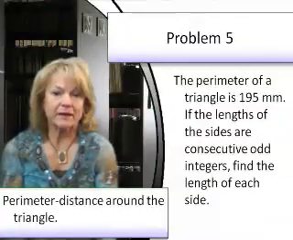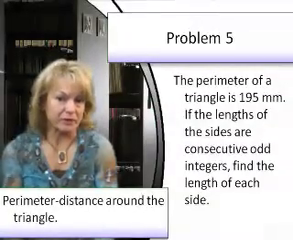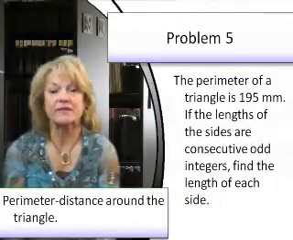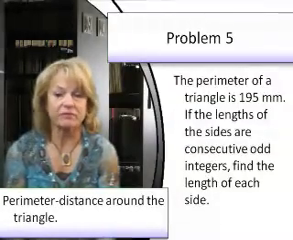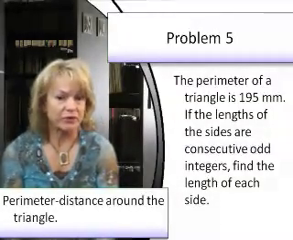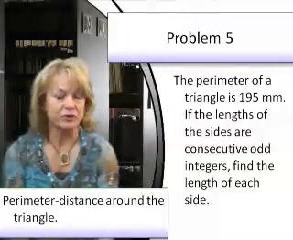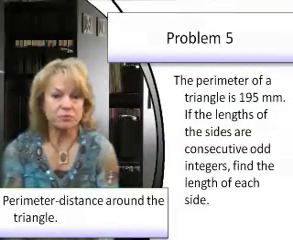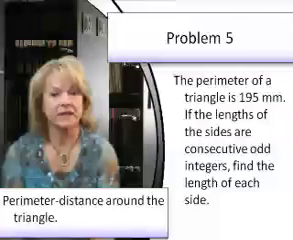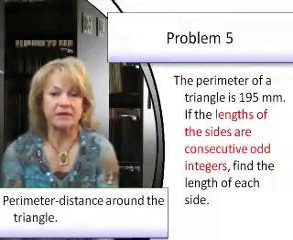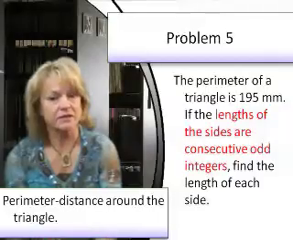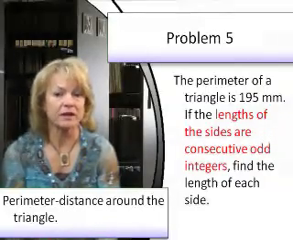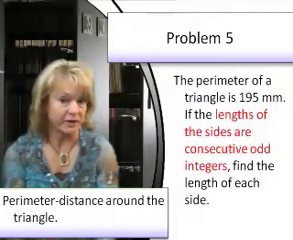One more problem. Here the problem talks about perimeter. The perimeter is the distance around an object, and this is known to be 195 millimeters. Since we are working with a triangle, we have 3 sides. For this problem, the 3 sides are consecutive odd integers. To set up the variables, we let x be the first. To set up the other 2 sides, we need to understand how far apart consecutive odd integers are.